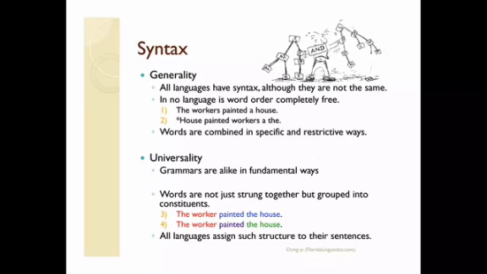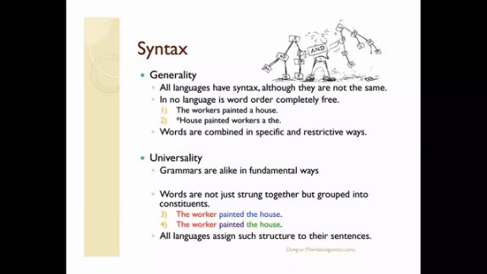For example, the canonical word order of an English sentence is subject, verb, object, and in an English noun phrase, the determiner, if any, must precede the noun. Therefore, "the workers painted a house" is a grammatical sentence, but "house painted workers the" is not. In no language is word order completely free. Even in languages where word order is freer, there is always a canonical, pragmatically neutral word order.